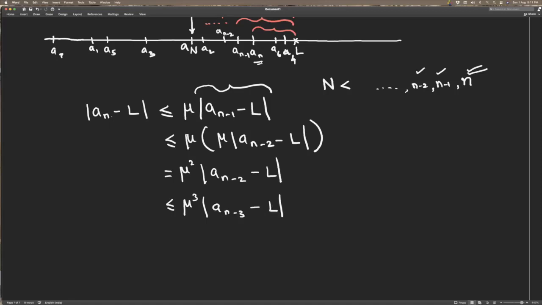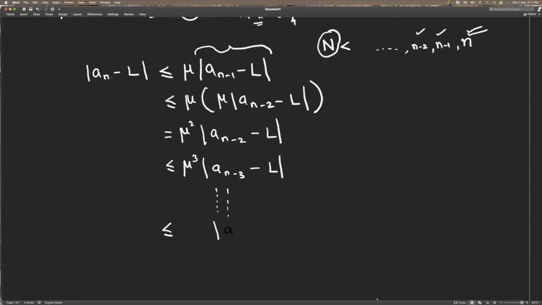Now you can keep on going like this. How far can we go? We can go up to capital N, right? Because your condition holds up to here. After that, we don't know what happens. So up to a_N minus L we can go. Now what is the power that comes here? Let us see, this would have gone some k times, right?